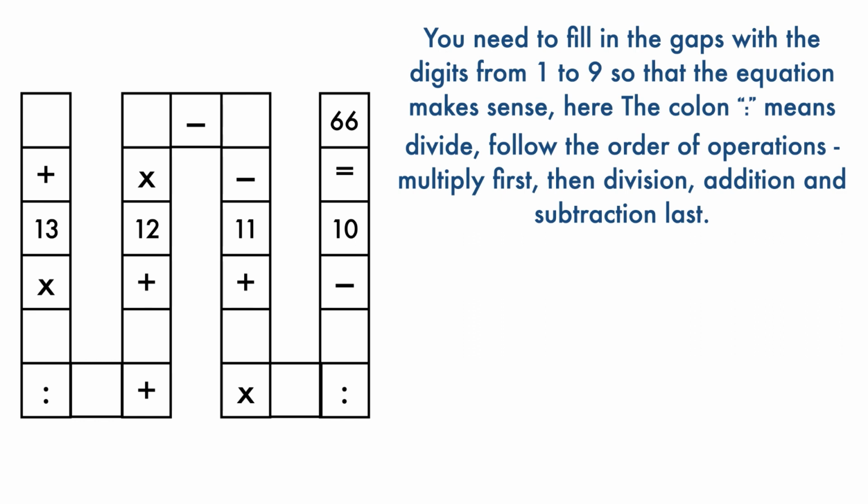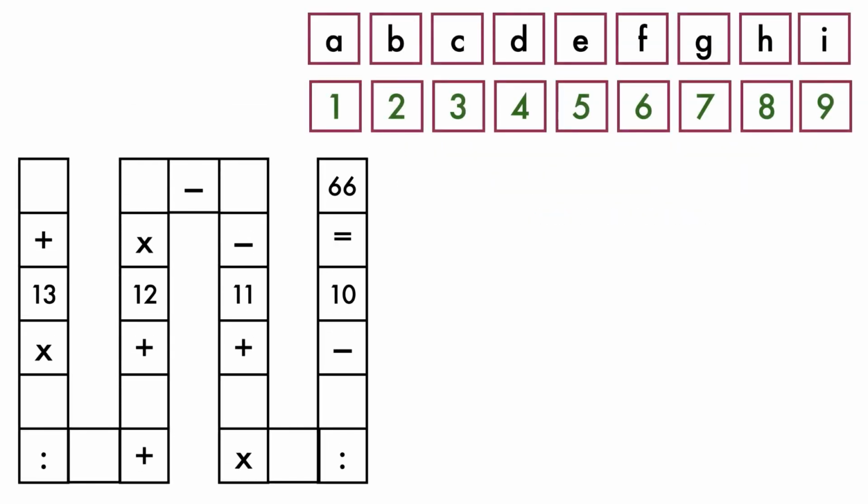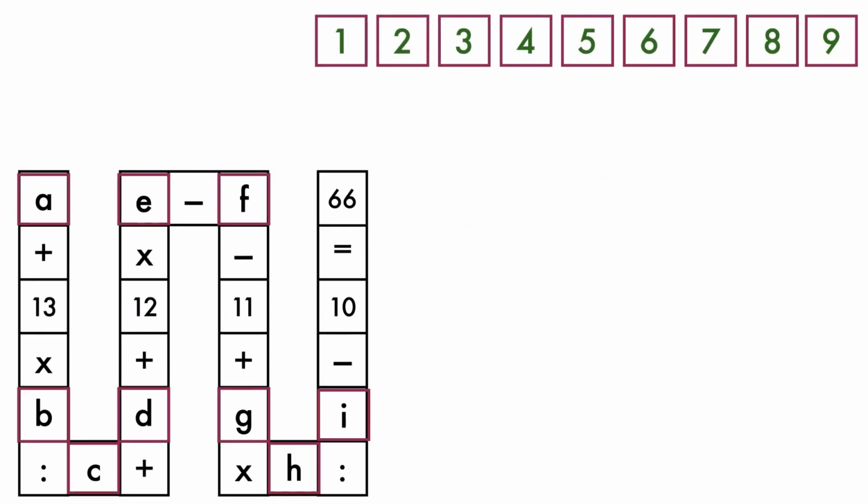Let me explain the solution now. The challenge was to fill in the above snake with the digits 1 to 9 using each digit only once. The colon means divide, and you must follow the standard order of operations, meaning that multiplication and division come before addition and subtraction. So the best way to solve this problem is through forming an equation. Rewrite the snake as an equation. There are 9 gaps. Fill the gaps from A to I as follows.